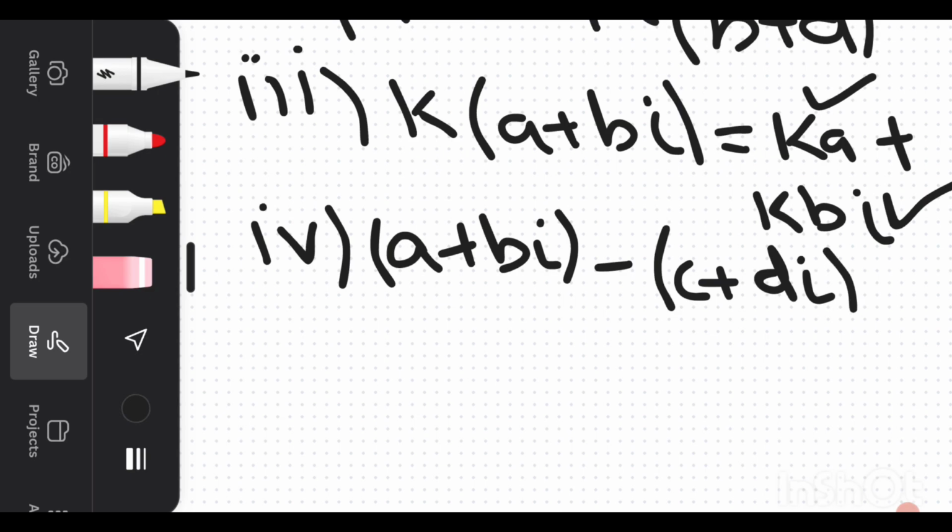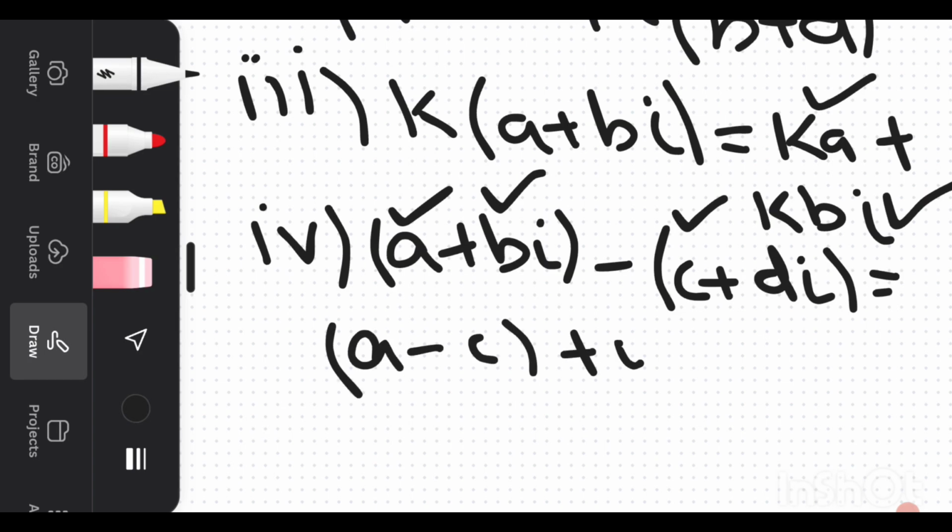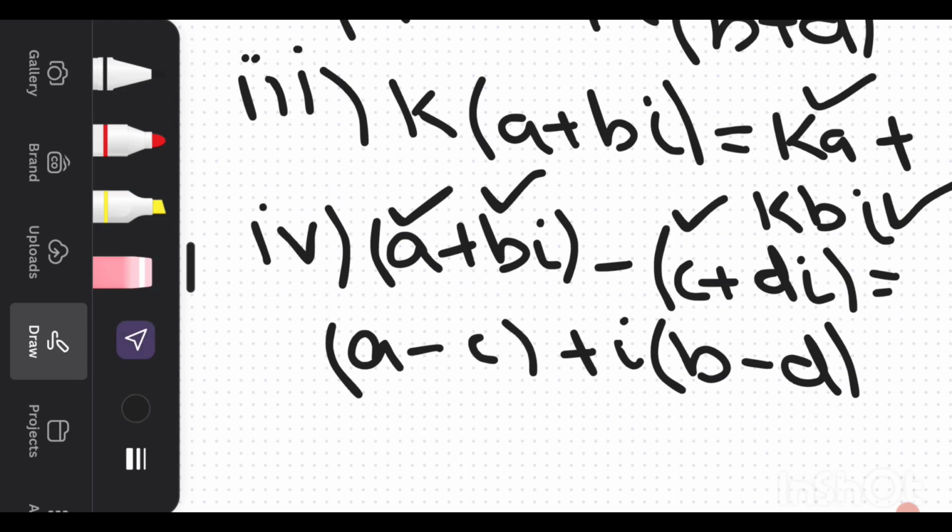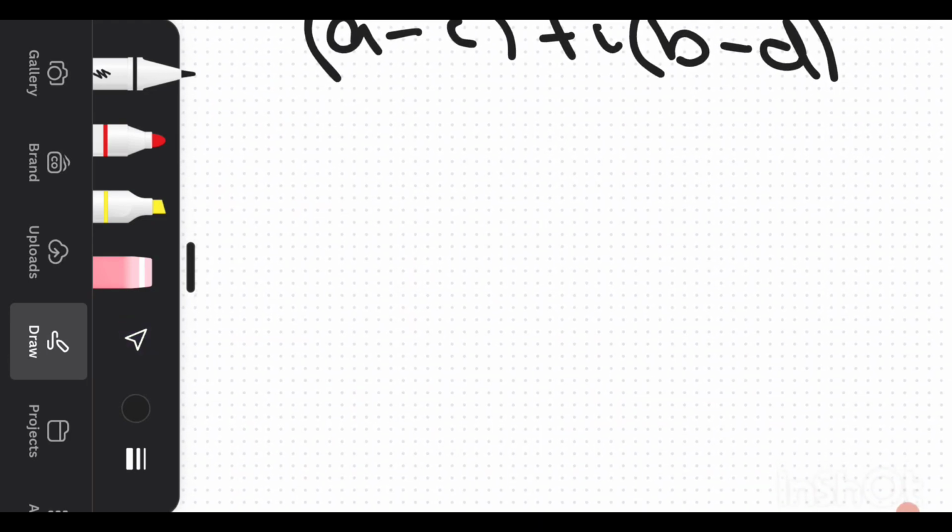It's again simple. We will subtract the real part from the real part and the imaginary part from the imaginary part. So this is equal to a minus c plus iota, taken as common, times b minus d. So this is the operation of subtraction, that is how we can subtract two complex numbers.